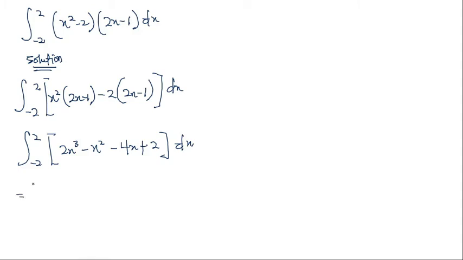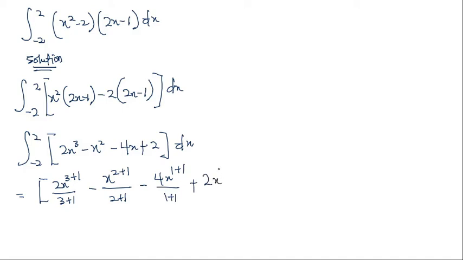All right. So this is equal to, I know if I integrate this function 2x raised to the power 3, I'm going to get 2x to the power 3, then I add 1 to it, and I divide by 3 plus 1. Then minus the x squared, which becomes x to the power 2 plus 1, over 2 plus 1. Then minus 4x, it has power of 1, I add another 1 to it, and I divide by 1 plus 1. Then plus 2 is a constant, so I add x to it. Then I apply the limits from -2 to 2.